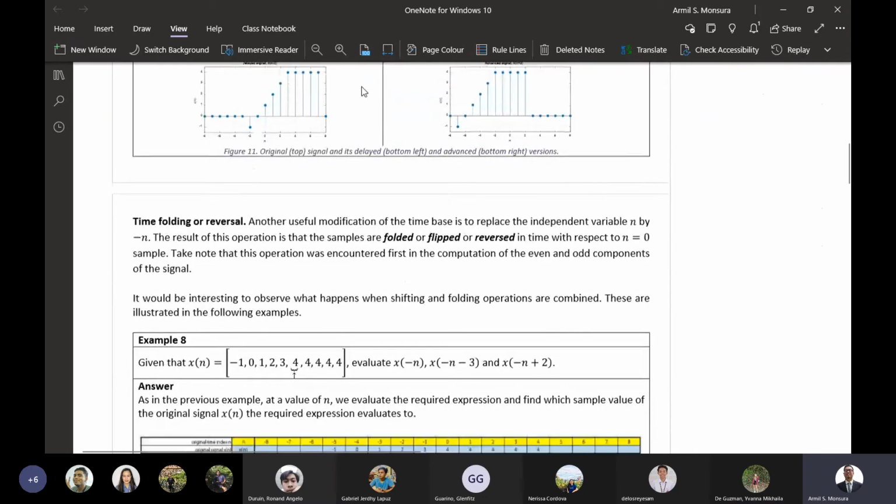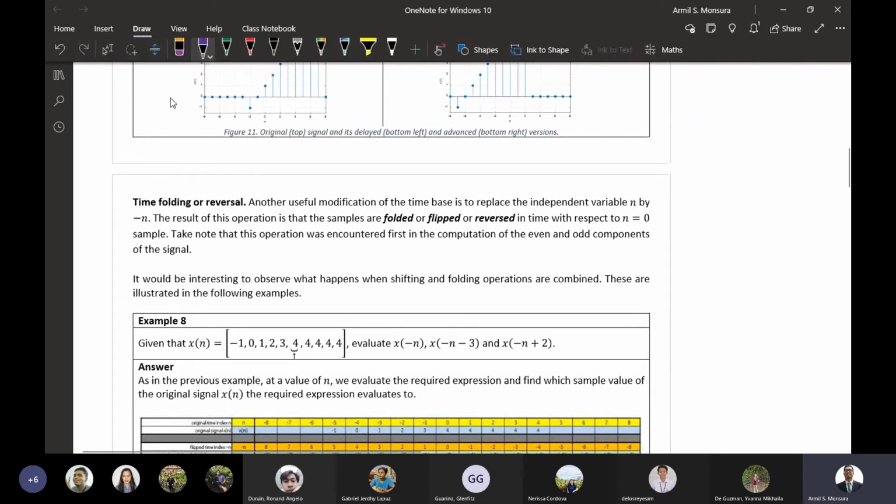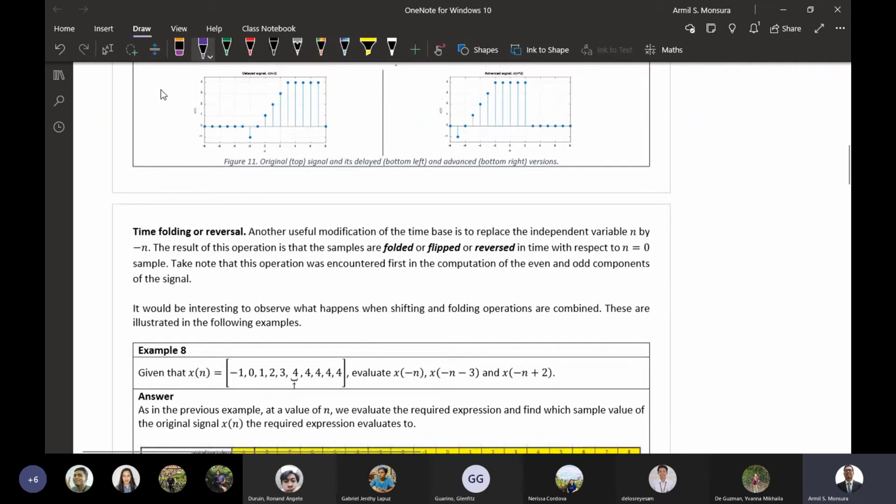So, yung second operation that you can perform on your signal, okay, in terms of its time index or independent variable, is yung tinatawag nating time folding or reversal. Okay? So, ang time folding or reversal, hindi ko ma-pronounce ang R at saka S ng magkasunod. Reversal. Ayun, okay na. Time folding or reversal.